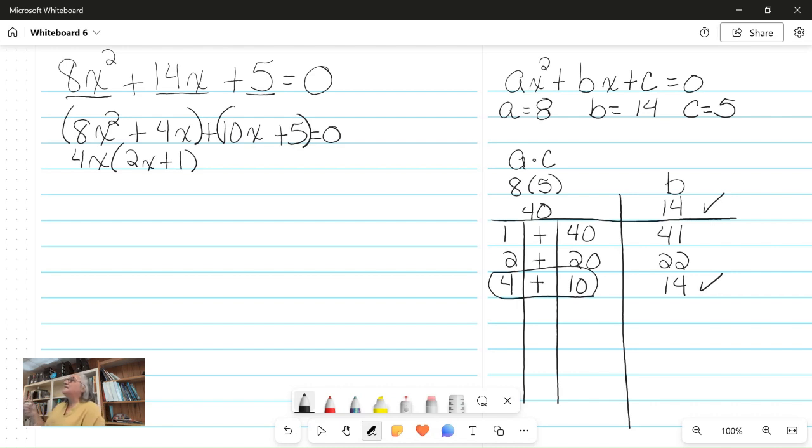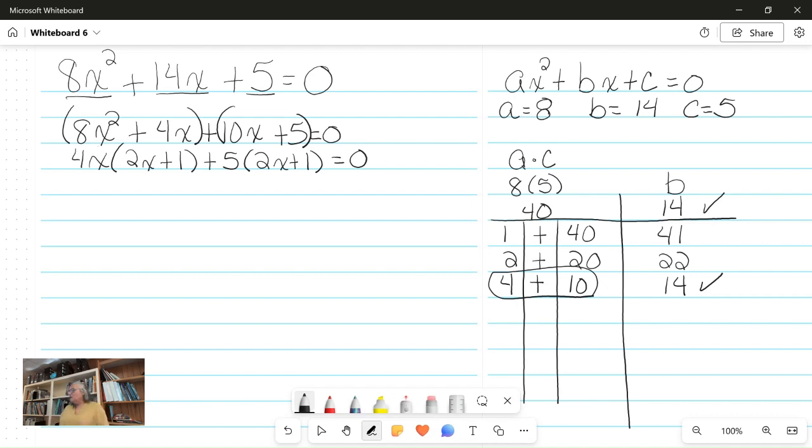Now, looking at the 10x and the 5, 5 will divide evenly into 10, so I can factor out a 5. Both of them don't have an x, so I can't divide out an x. So 10x divided by 5 is 2x, and 5 divided by 5, again, any number divided by itself, is 1. And that whole thing still equals 0.